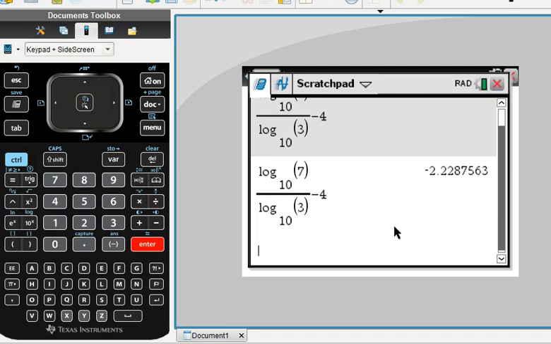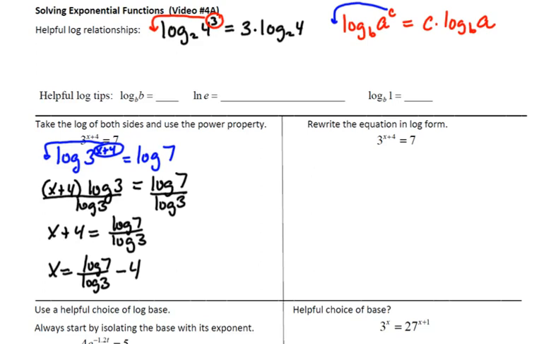So negative 2.22876, and of course that is a continued number. I'm going to put the answer, but let's also show how you would check it. For x plus 4, notice that if I add negative 2.22 whatever plus 4, that's a number somewhere between 1 and 2, which is what I already knew: this exponent had to be between 1 and 2.